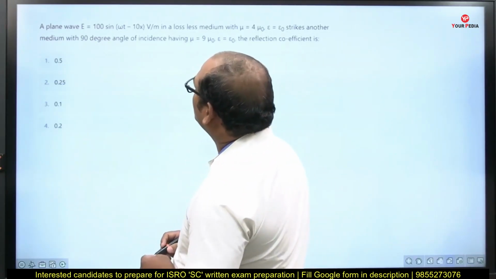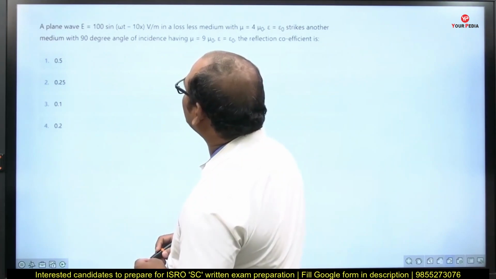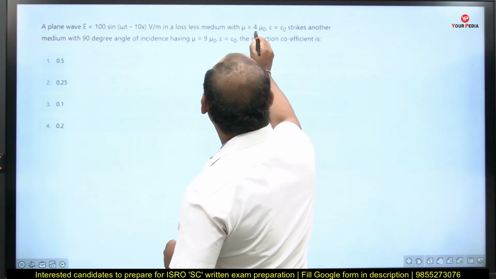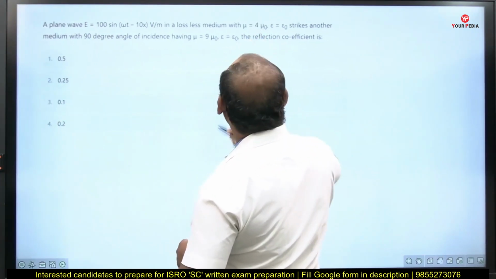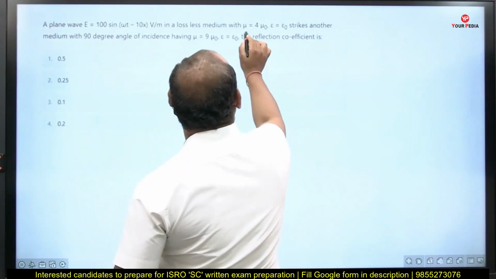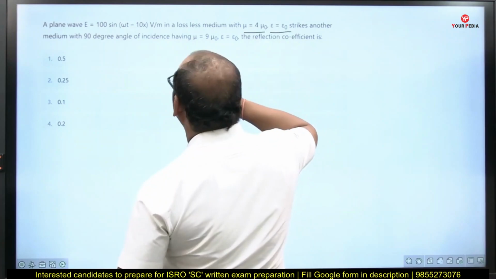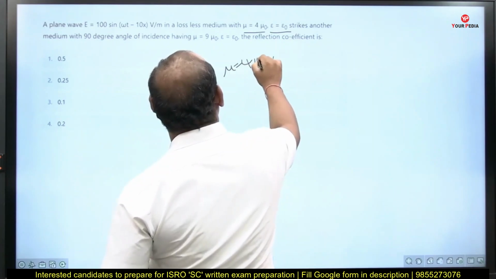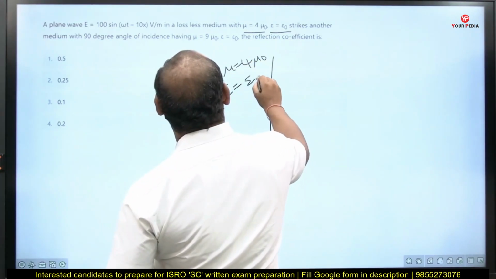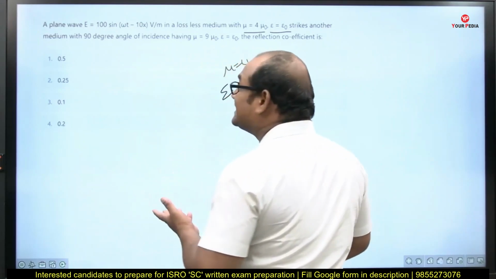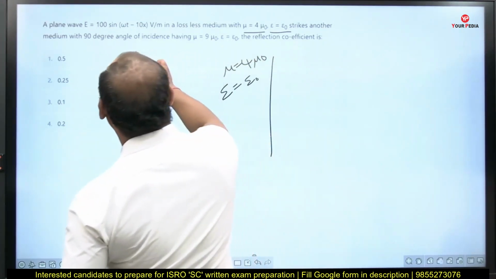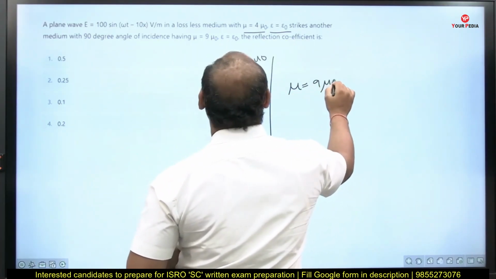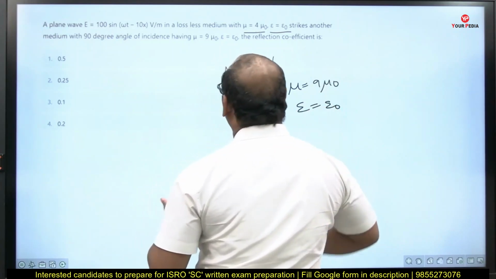A plane wave E bar is equal to 10 sin of omega t minus 10x volts per meter in a lossless medium with mu equal to 4 mu naught and epsilon equal to epsilon naught strikes another medium. So this is medium 1, with a 90 degrees angle of incidence, having mu equal to 9 mu naught and epsilon equal to epsilon naught. What is the reflection coefficient?